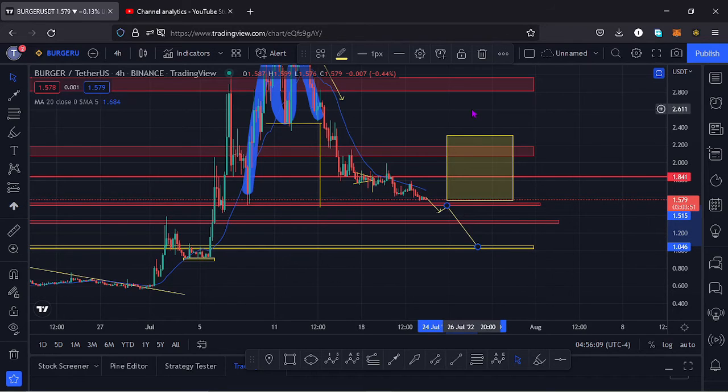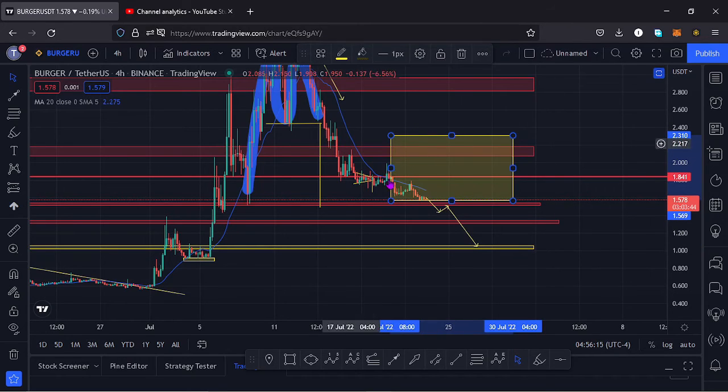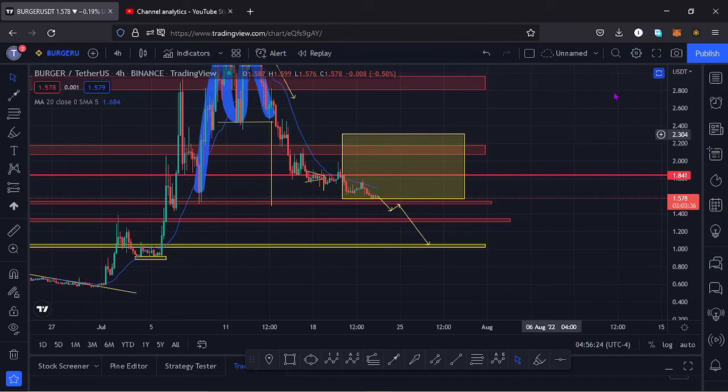So I hope now that it has come into this target area, which we expected that retracement to do as a minimum, soon we might find that reversal to the upper side, maybe at around the $1.55 mark. So let's be patient and see how that plays out.